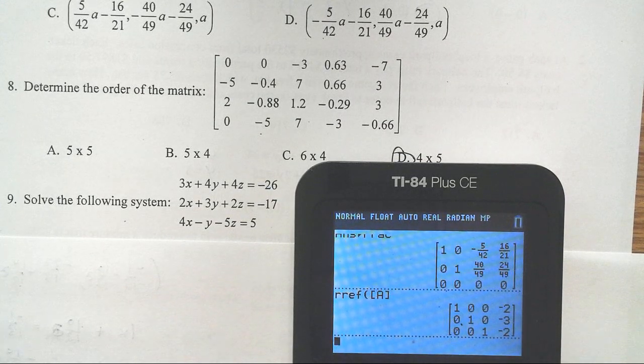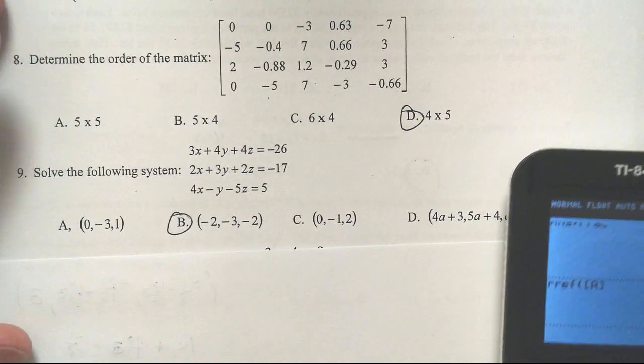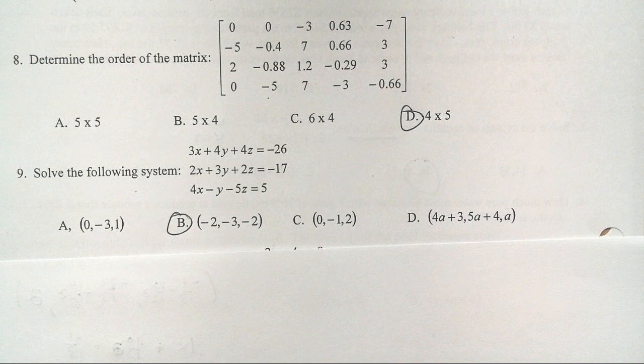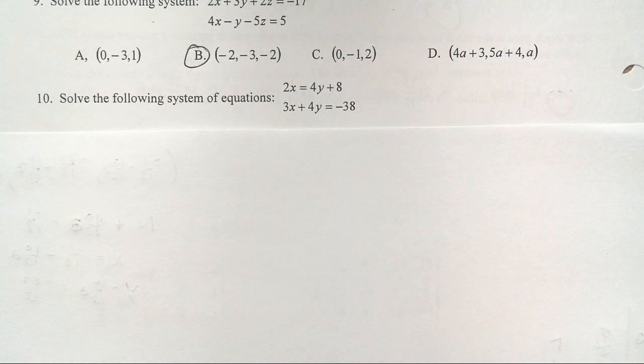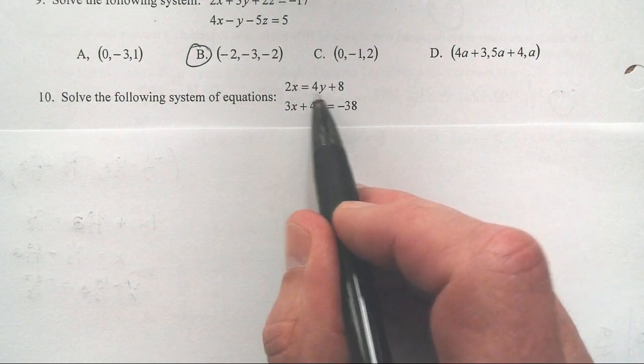RREF, and we get negative 2, negative 3, negative 2. Seems like maybe that problem should have come before some of the others as far as difficulty goes. Well, let's take a look at 10. Now, you can't just be in a total hurry here to jump on that bandwagon and RREF this.